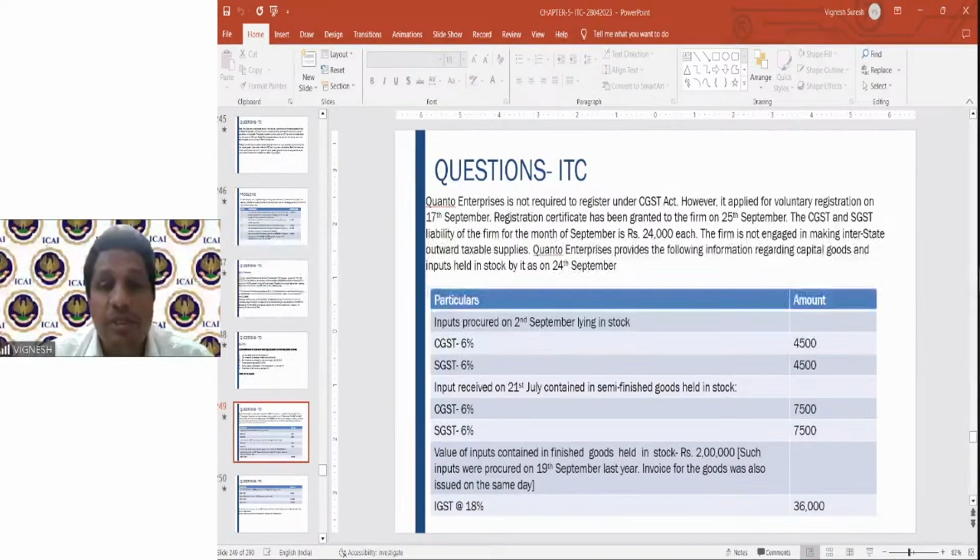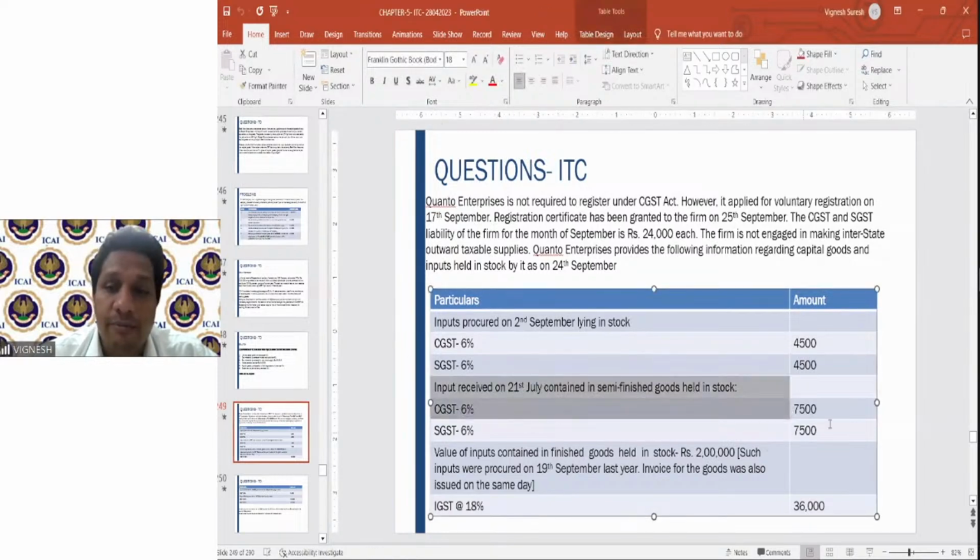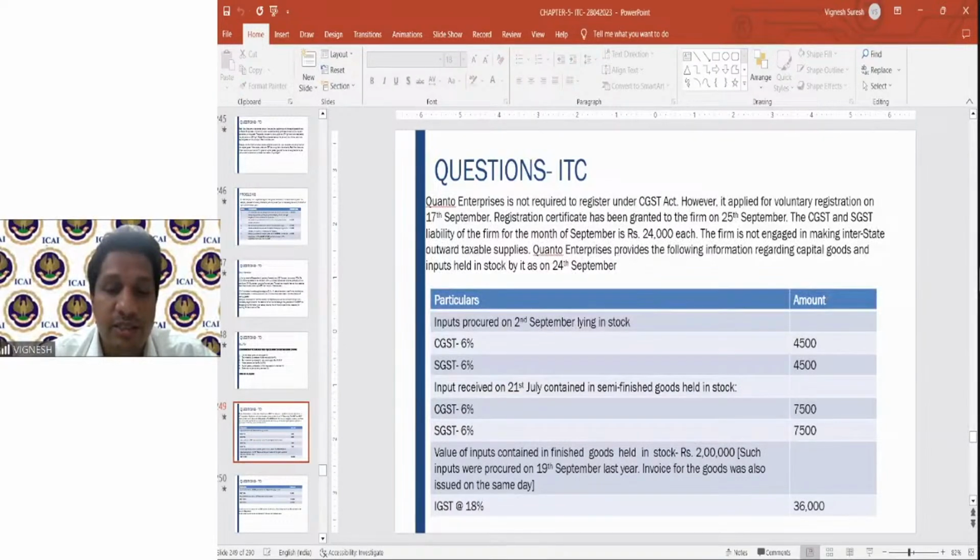First thing, inputs held in stock since 2nd September. Now, this provision very clearly gives, under section 18 subsection 1 clause B, that in case of voluntary registration, inputs held a day prior to the date of grant of registration certificate, you can claim. That is 4,500 each. So 4,500 each you can claim as the input tax credit. Then inputs received on 21st July held in the semi-finished goods. Now, if you see here, inputs in semi-finished goods you can also claim. So this 7,500 CGST you can also claim as a credit.